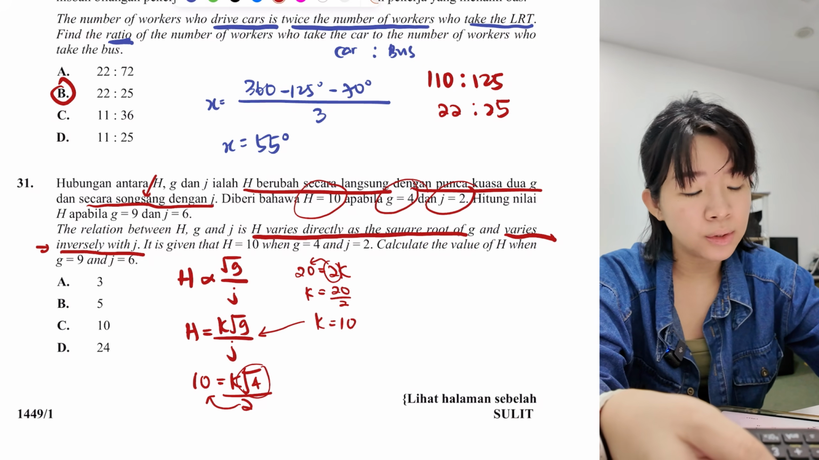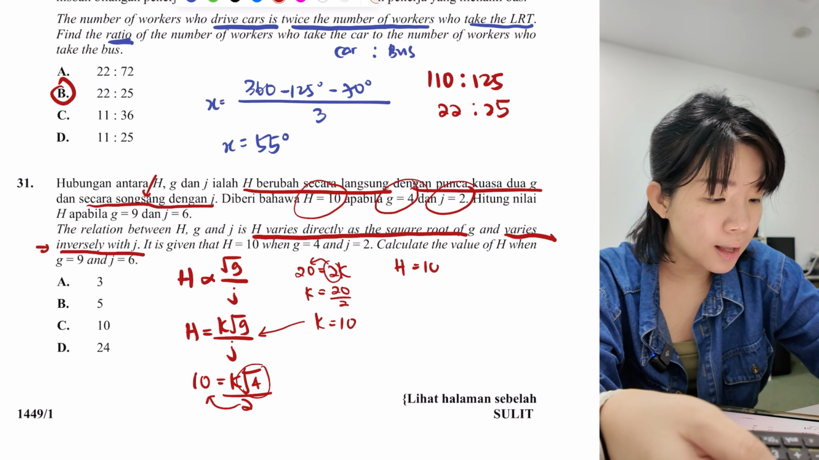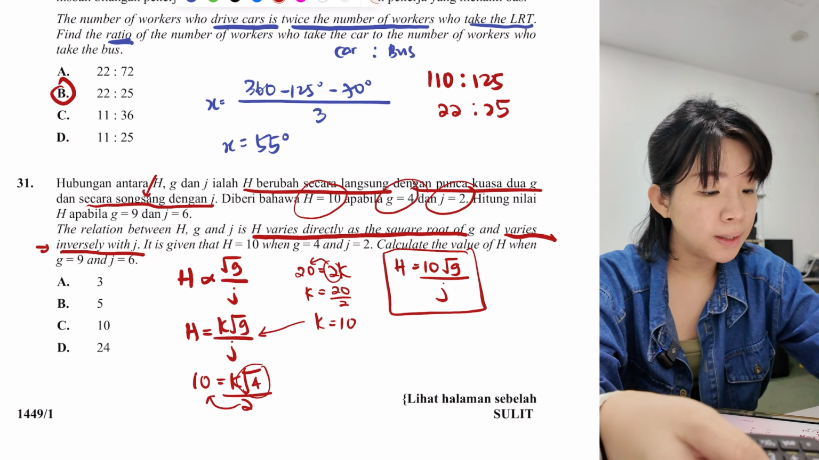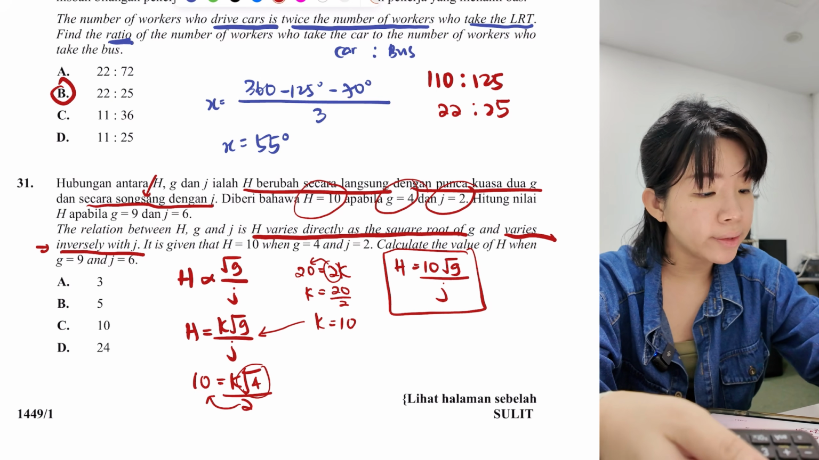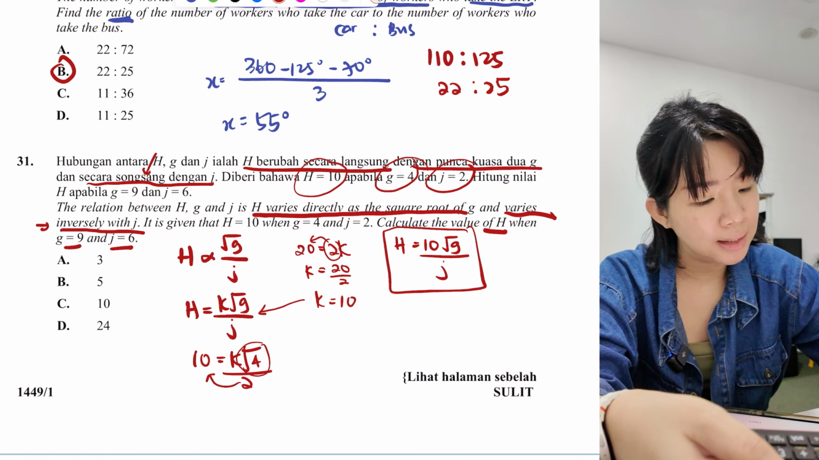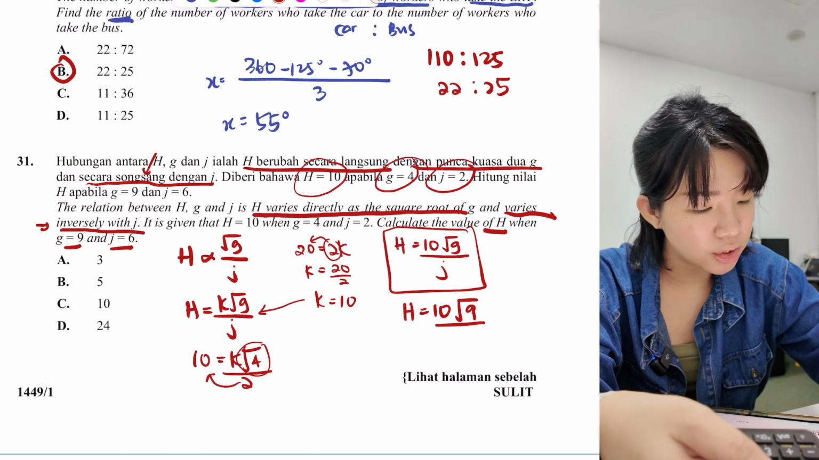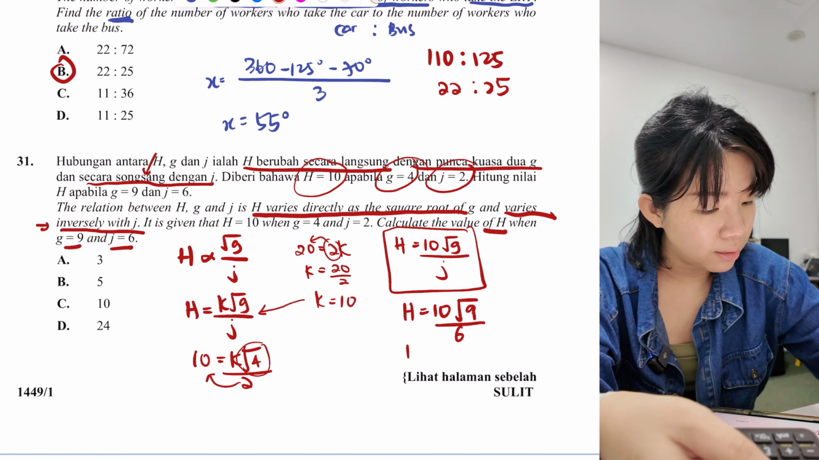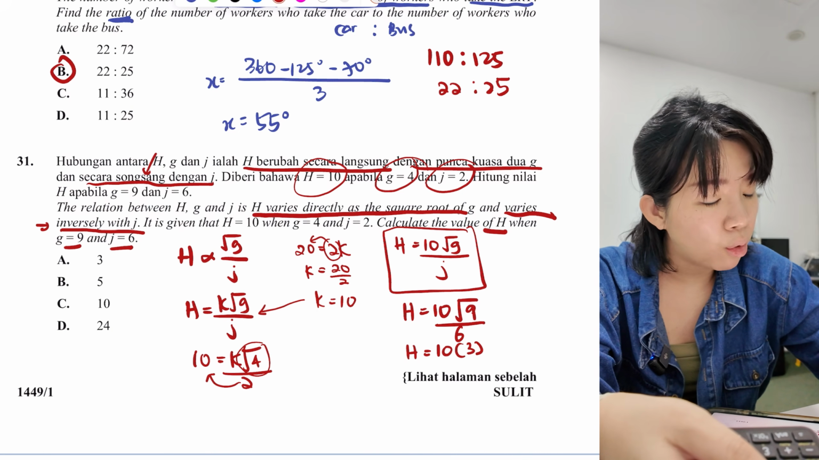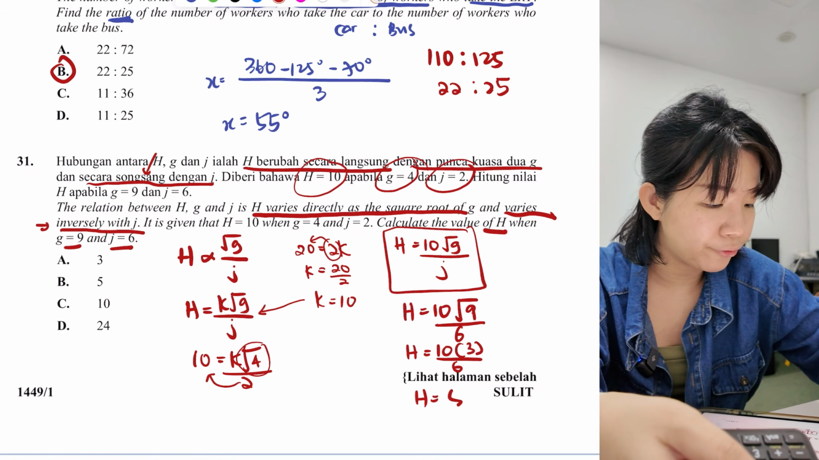Now put it back into the equation. Copy one more time the complete equation. So h equals 10 square root g over j. So this is the complete equation. Now see what they want. Calculate the value of h, where g is 9, j is 6. h equals 10 square root of g, g is 9, over j, j is 6. So h equals 10 times 3, square root 9 is 3, over 6. At the end, h equals 30 divided by 6, which is 5.